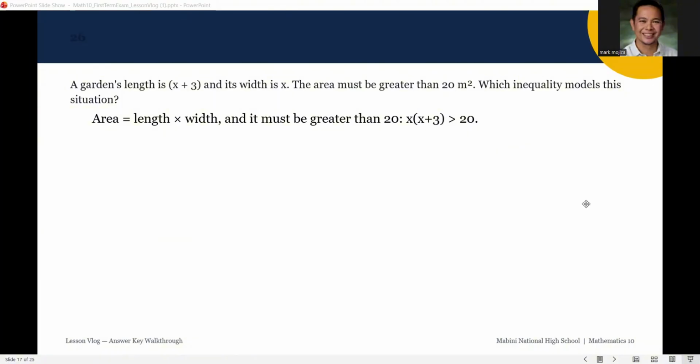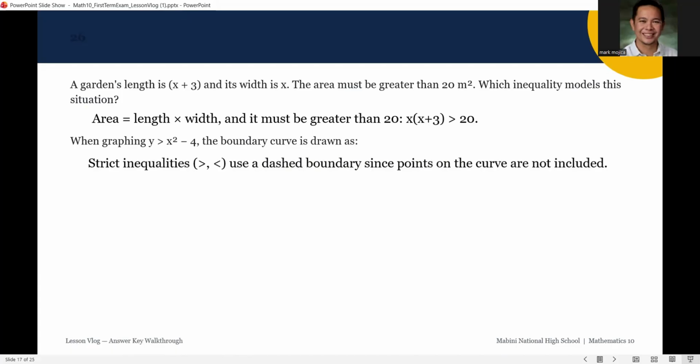Next. So, when graphing y is greater than x squared minus 4, the boundary curve is drawn as what? What is our boundary curve? Take note that it's a strict inequality. When it is greater than or less than, use the dashed boundary since points on the curve are not included. So, it means we will use a dashed boundary when it comes to the curve.